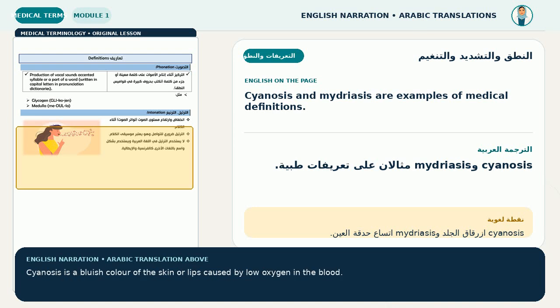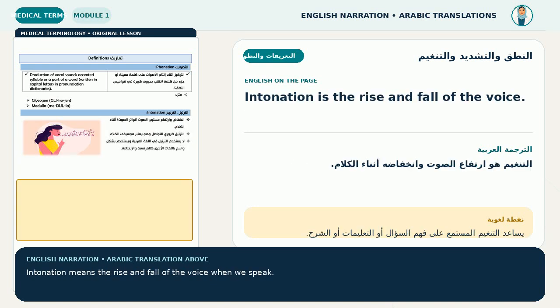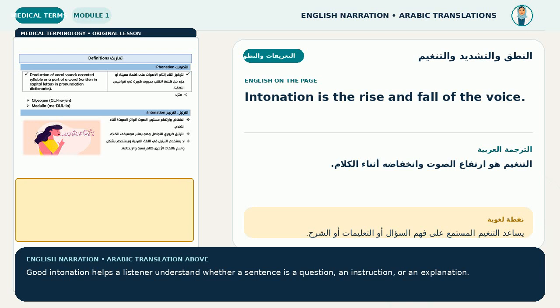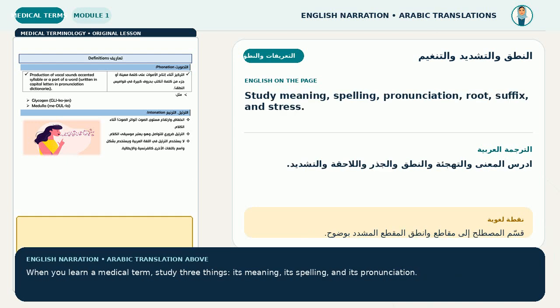Cyanosis is a bluish color of the skin or lips caused by low oxygen in the blood. Mydriasis is widening or dilation of the pupil of the eye. Intonation means the rise and fall of the voice when we speak. Good intonation helps a listener understand whether a sentence is a question, an instruction, or an explanation.